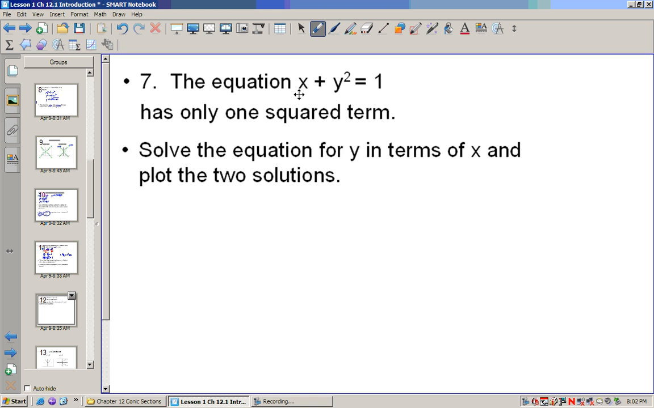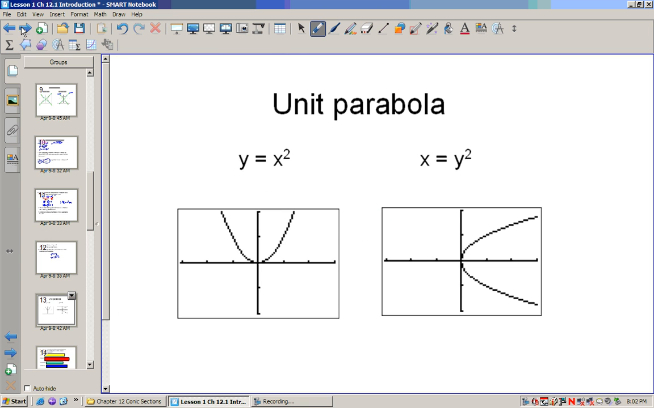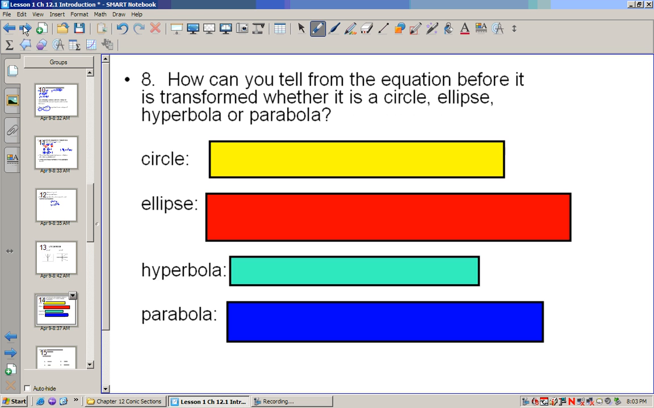Now let's do the equation x plus y squared equals 1. Now it has only one squared term, so we subtract x on both sides, square root it. Hopefully you can graph both of those equations, y1 and y2, and see that that makes a parabola. There's a unit parabola, y equals x squared, and then there's the other unit parabola, x equals y squared. X equals y squared goes off to the right, y equals x squared opens up.